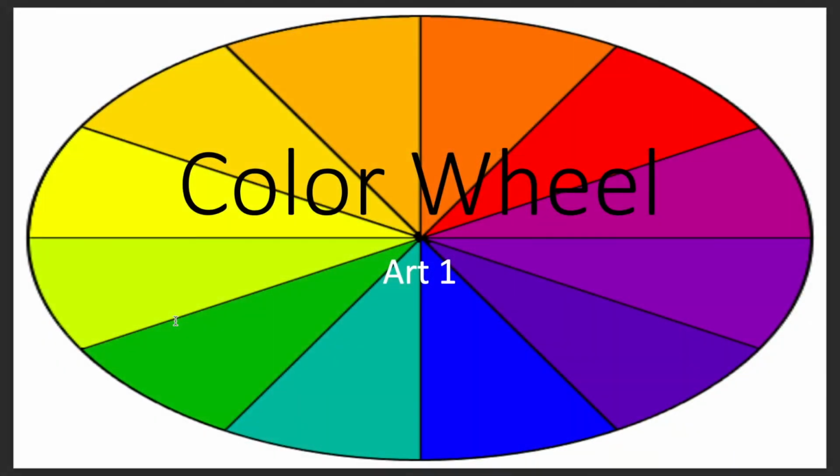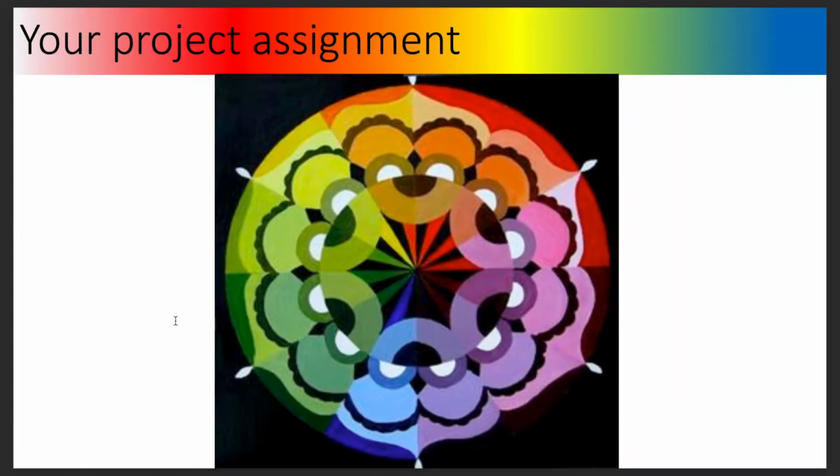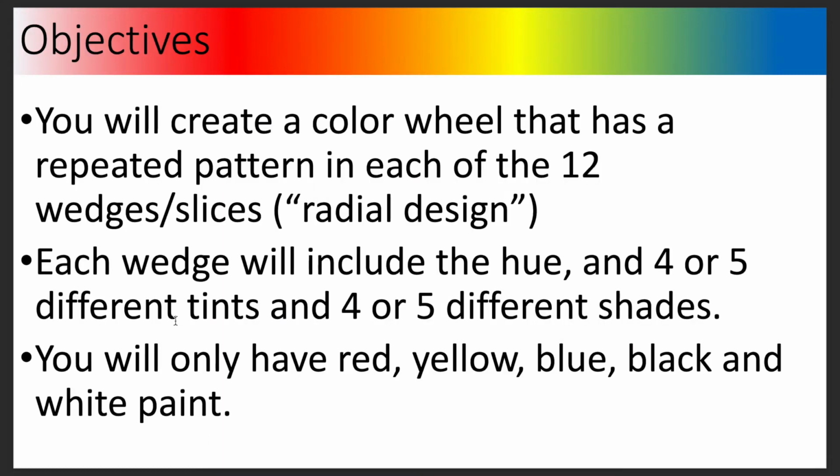Okay, so for your first color theory unit project, you're going to be making your own color wheel. And this is an example of what your color wheel could look like. You will create a color wheel that has a repeated pattern in each of the 12 wedges and slices. It's called a radial design. Each wedge will include the hue and 4 or 5 tints and 4 or 5 shades. You will only have red, yellow, blue, black, and white paint.